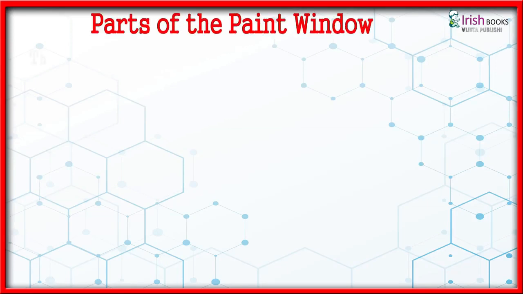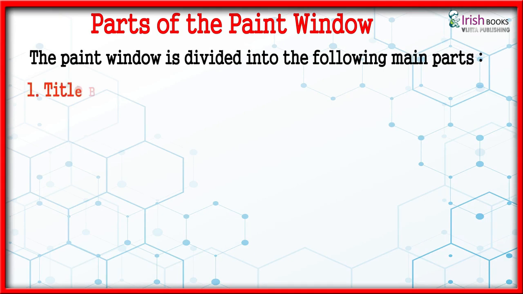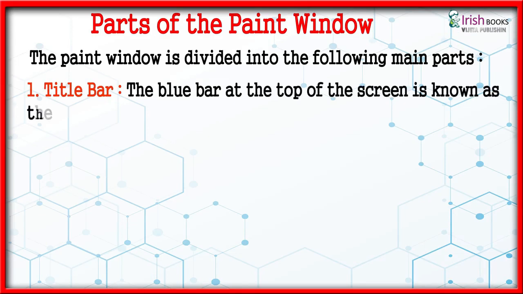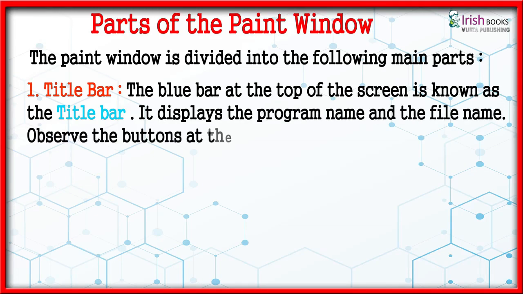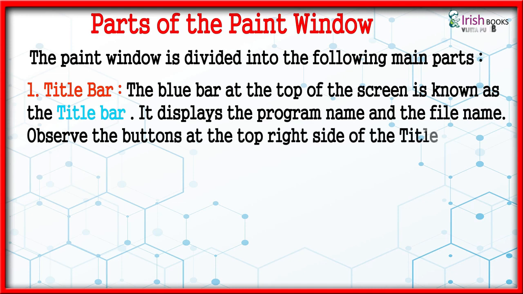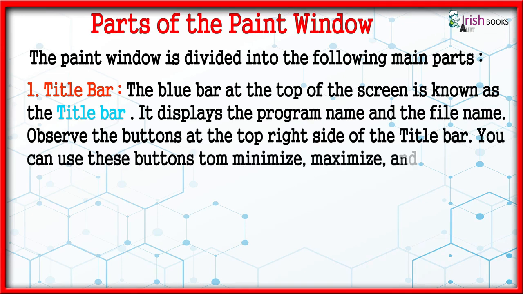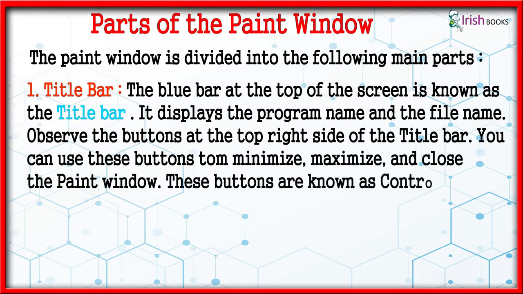Parts of the Paint window. The Paint window is divided into the following main parts. Title bar. The blue bar at the top of the screen is known as the title bar. It displays the program name and the file name. Observe the buttons at the top right side of the title bar. You can use these buttons to minimize, maximize, and close the Paint window. These buttons are known as control buttons.